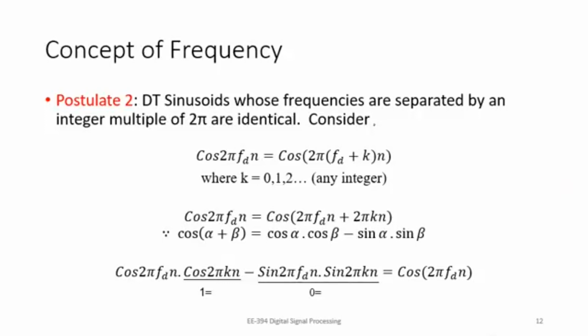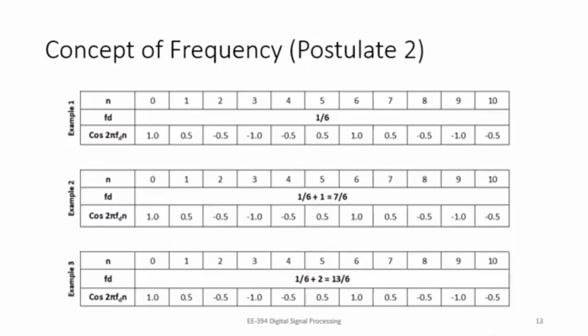So let's look at an example. This is a similar example to what we have seen in postulate 1, but here everything is the same. What is different is that in example 1 I have chosen fd as 1 over 6. In example 2 I have chosen fd as 7 over 6, which is separated from the first example by an integer 1. And in example 3 we have fd equal to 13 by 6, which is separated by 2 from the original fd.